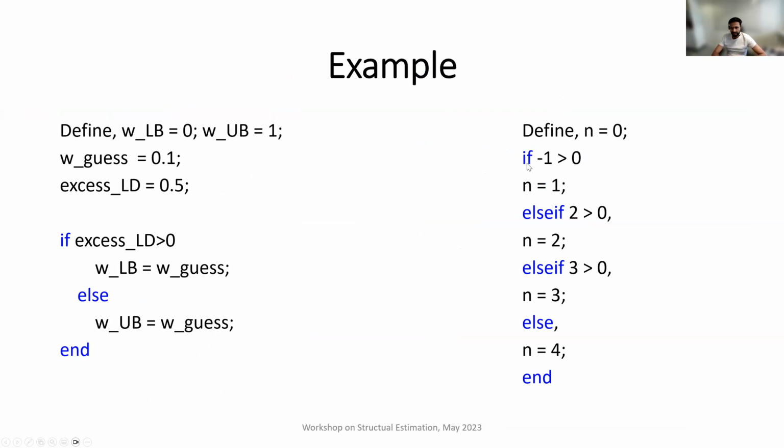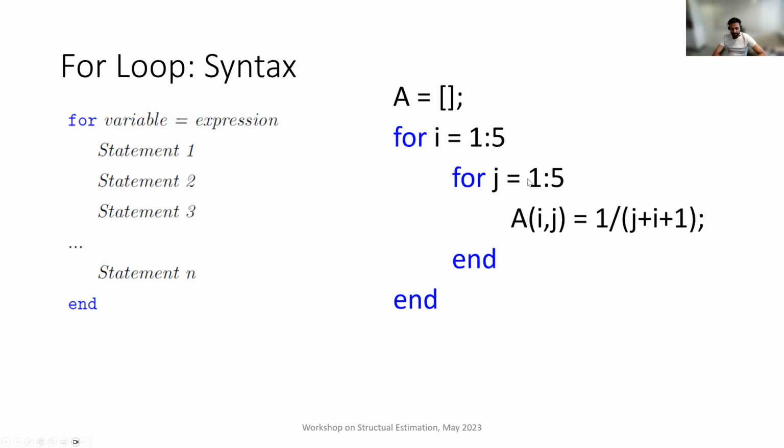You can nest more things. So if this is happening, then n should be 1. If this is happening, then n should be 2. And if this is happening, this. So you can have multi-layered if else statements, nested if else. The for loop is the same. You can have nested for loops.